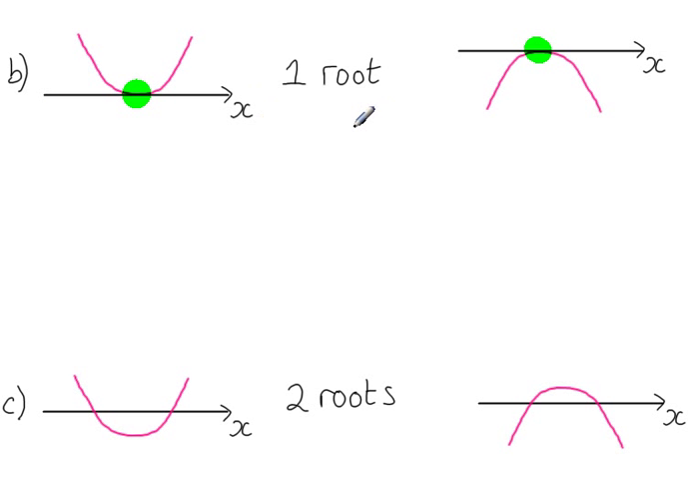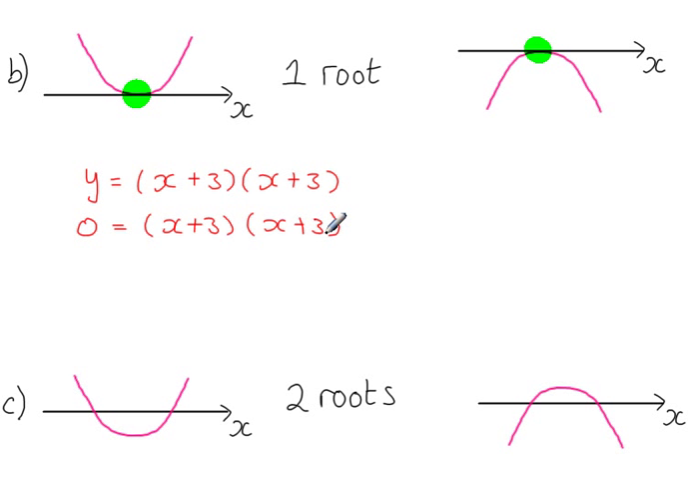So how do you get the same root twice? Let's say you've got a curve with the equation y is equal to (x + 3)(x + 3), so it's a factorized form for the equation of a curve. And right here at this point, on the x-axis the y-coordinate is 0, so you've got 0 is equal to (x + 3)(x + 3).